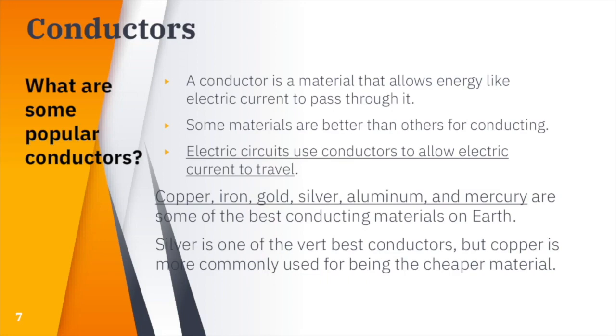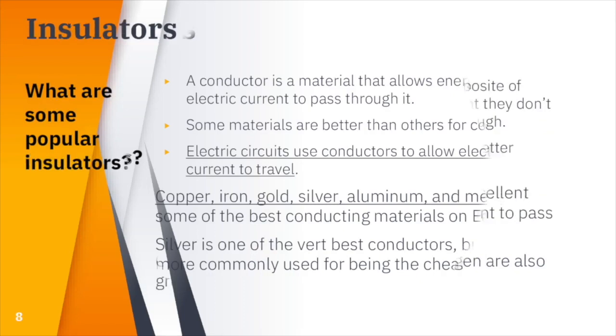Conductors. What are some popular conductors? A conductor is a material that allows energy like electric current to pass through it. Some materials are better than others for conducting. Electric circuits use conductors to allow electric current to travel. Copper, iron, gold, silver, aluminum, and mercury are some of the best conducting materials on Earth. Silver is one of the best conductors, but copper is more commonly used for being the cheaper material.